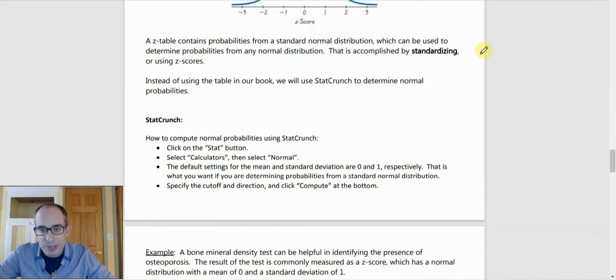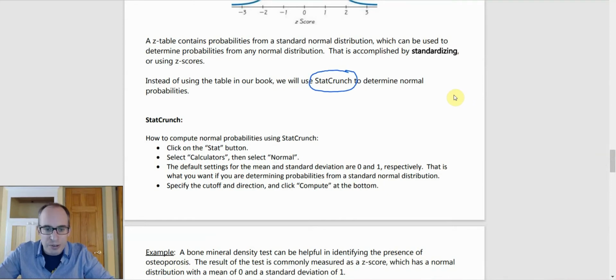And there is such a thing as a Z table, but I don't think we need that. There is one in our book, and it'll come up in the homework. The homework will have questions that say use the Z table. I wouldn't bother with it. I would just use StatCrunch for everything. StatCrunch is more precise, and I think it's easier. You could do it the table way, but it's extra work. You also have to standardize. With StatCrunch, you don't. So we're just going to use StatCrunch, and we are not going to worry about the table in the back.